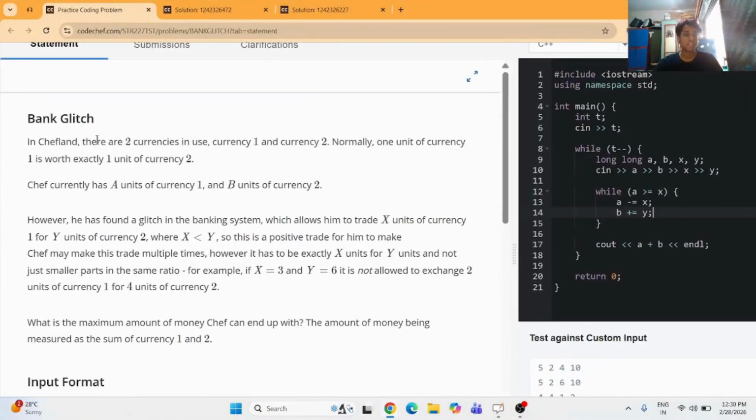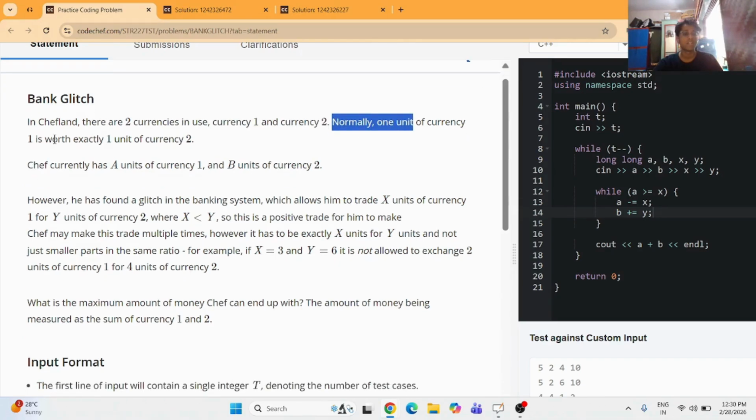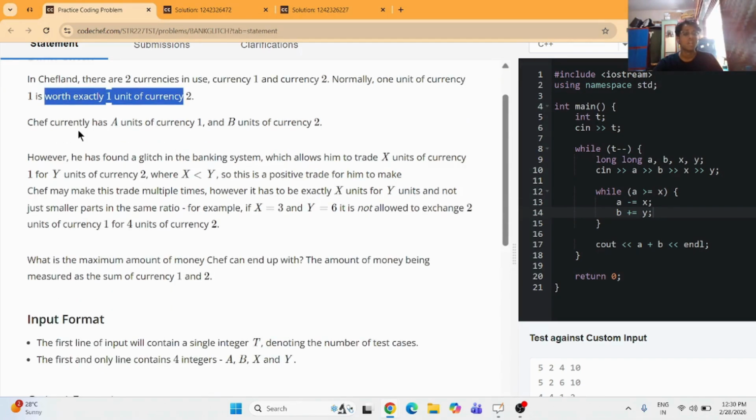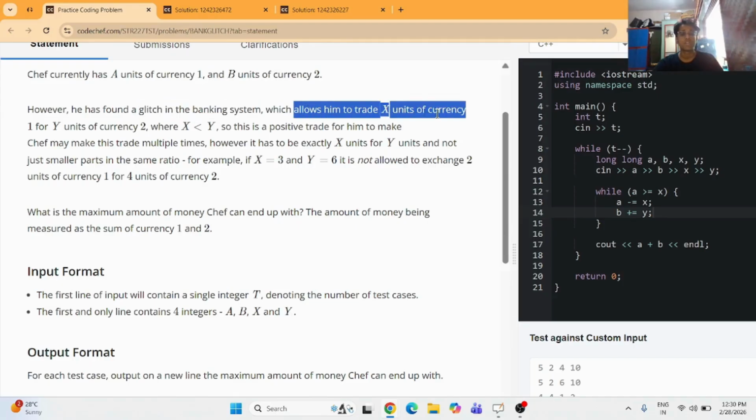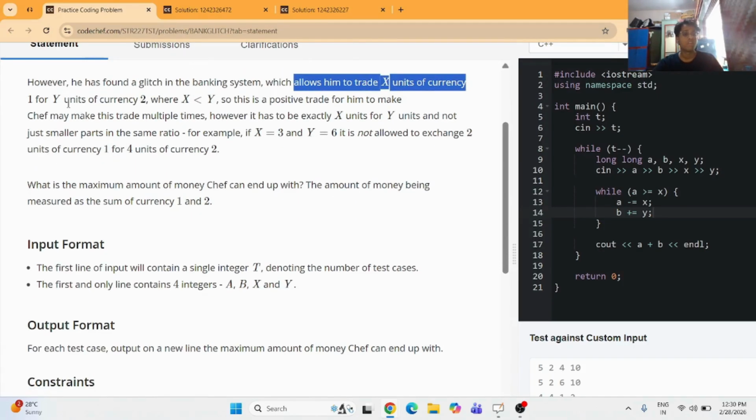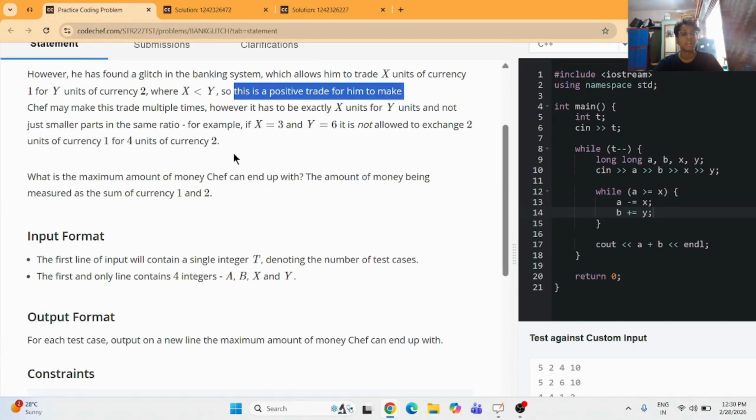So guys, the problem says in Chefland there are two currencies in use, currency 1 and currency 2. Normally 1 unit of currency 1 is worth exactly 1 unit of currency 2. Chef currently has A units of currency 1 and B units of currency 2. However, he has found a glitch in the banking system which allows him to trade X units of currency 1 for Y units of currency 2, where X is lesser than Y, so this is a positive trade for him to make. Chef may make this trade multiple times.